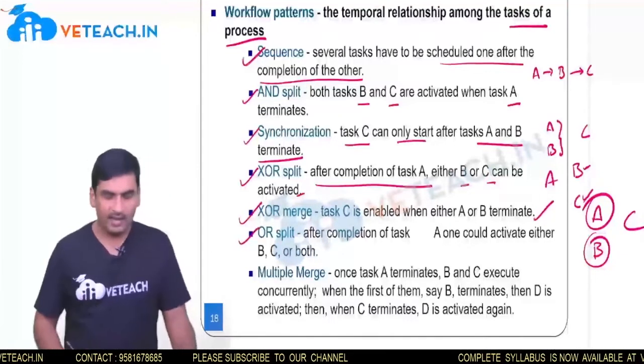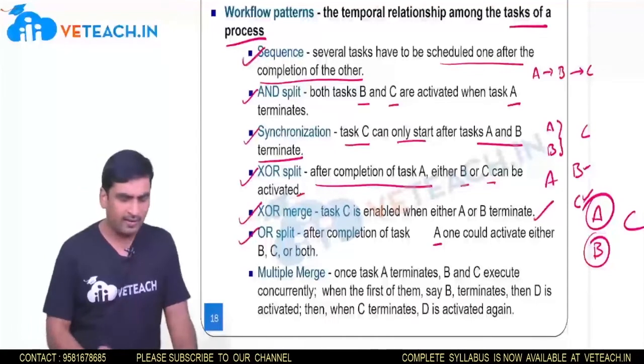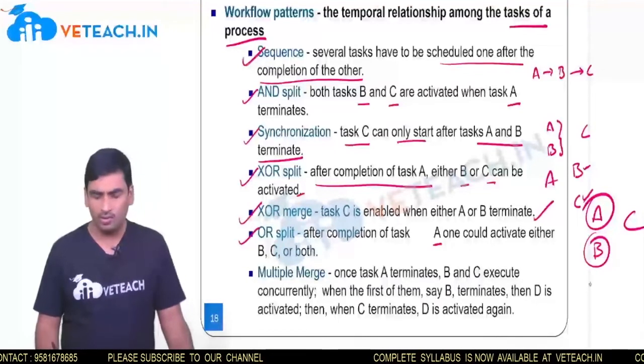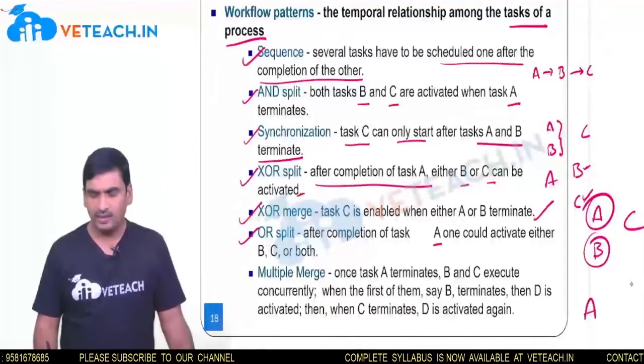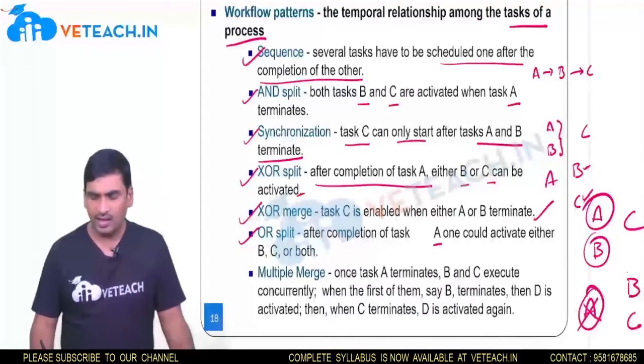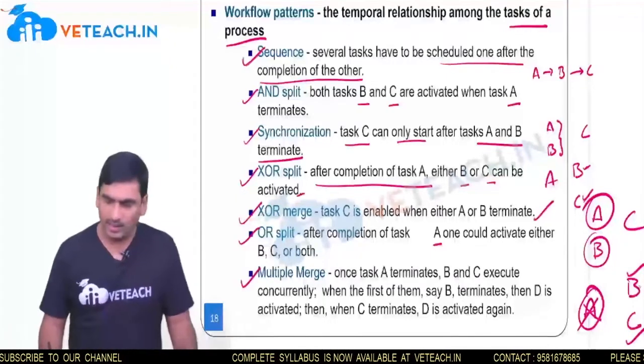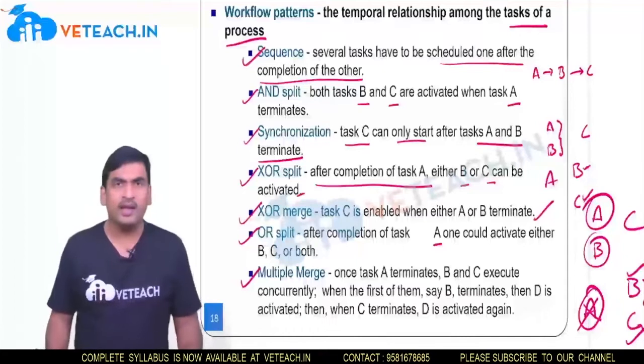OR split. After the completion of A, one could activate either B, C or both. So if we have A here, B, C, after the completion of A, either B or C could get activated, or sometimes both of these might be activated.